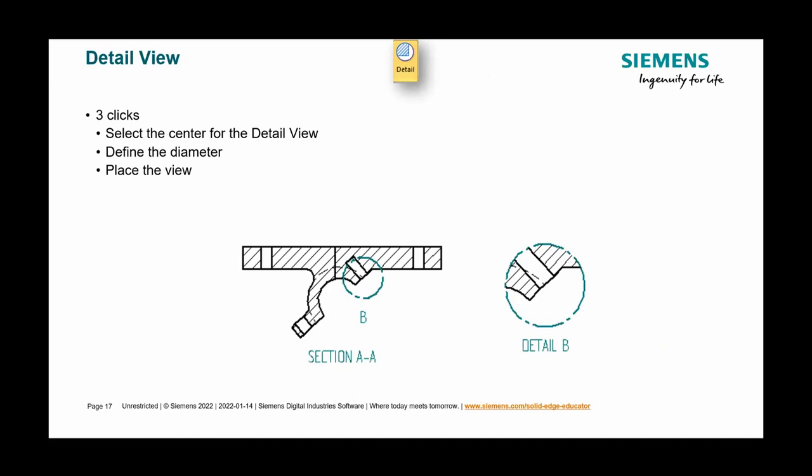Now, another very useful command is the detail view command, which allows you to create a separate zoomed in view of a model. This is very useful in highlighting details or small features on a model. This can be done simply by selecting where you want to place the center of the circle, where you want to see the center of the detail view, and then how big you want the diameter of the view to be, and then clicking and placing that detail where you actually want to place the view.